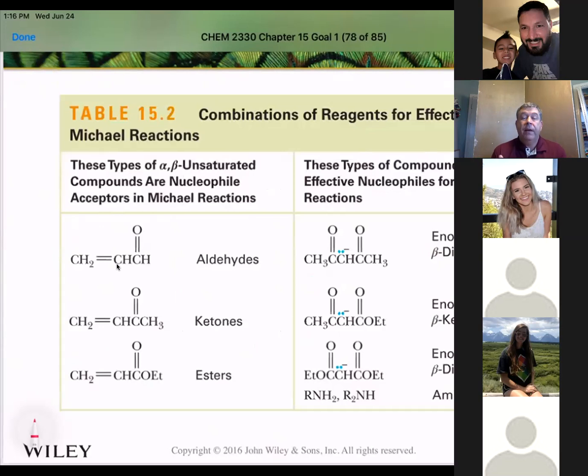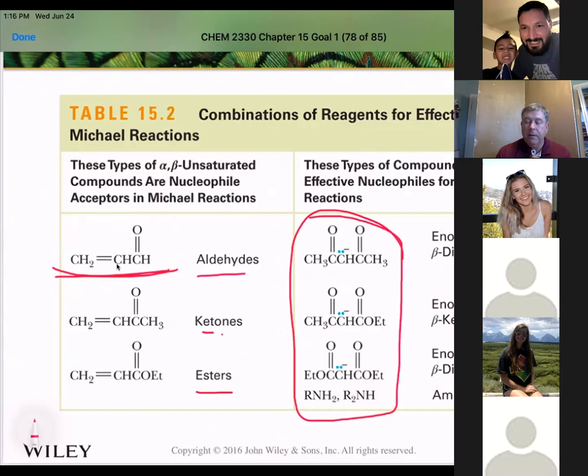Okay, so when we have Michael reactions, we have to have two things. We have to have something that has a carbonyl and a double bond in it, so we can have aldehydes, ketones, or esters. And we typically use something that has a dicarbonyl compound in it. So that could be a beta diketone, a keto ester, or a diester. And occasionally, we can use amines as the base to do this reaction. And I'll show you that in the next set of slides.